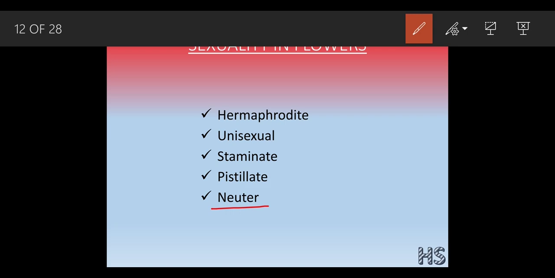What do you mean by the word lacking? The word lacking means that the male and female parts are not present. The example for this would be the sunflower.